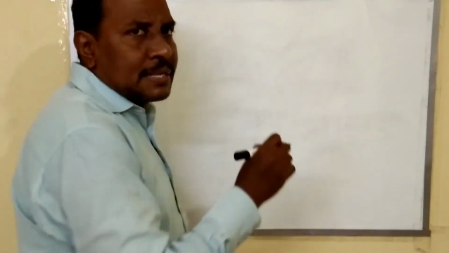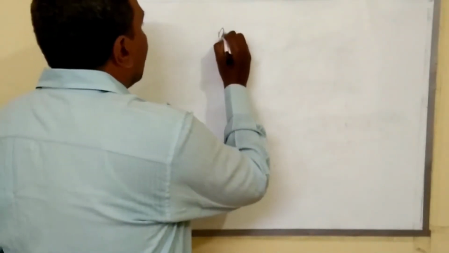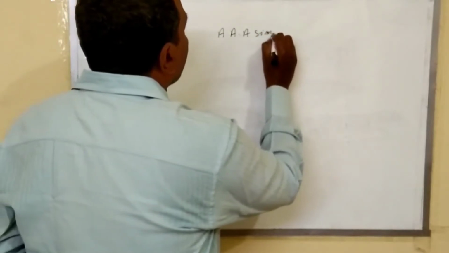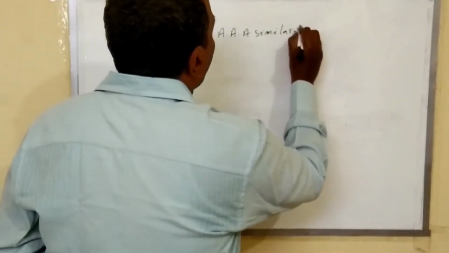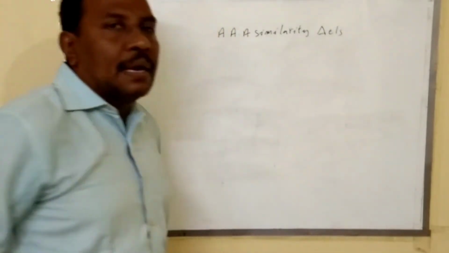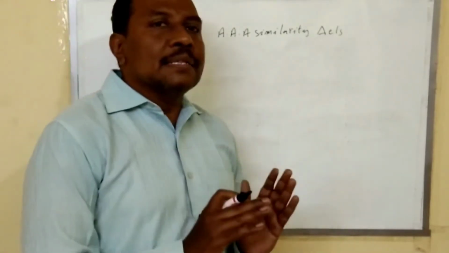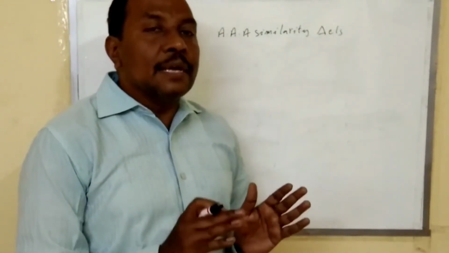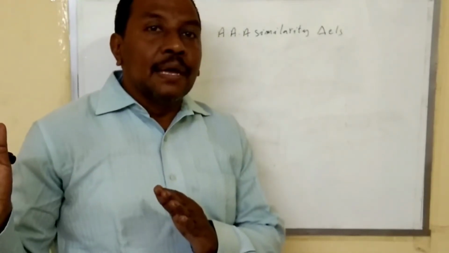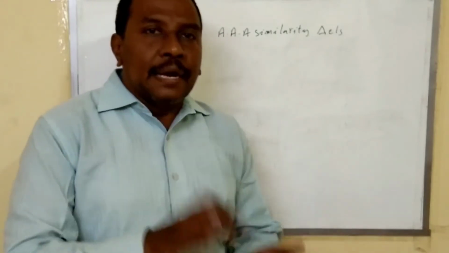Now today we will discuss the types of similarities. The first one is AAA similarity of triangles. A represents angle. If three angles of a triangle are equal to the corresponding three angles of another triangle, then the sides opposite to the equal angles maintain the same ratio.